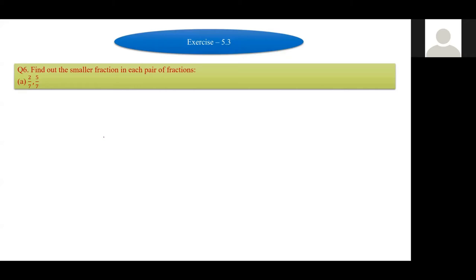Sir, find out the smaller fraction in each pair of fractions. 2 by 7 and 5 by 7. The answer is 2 by 7. 2 by 7 is greater than 5 by 7. Smaller, okay. Smaller we have to find. Correct. Yes. 2 by 7 is smaller than 5 by 7. Okay.